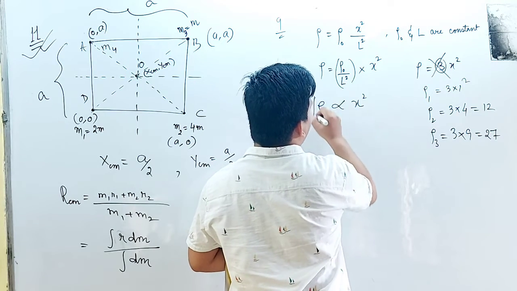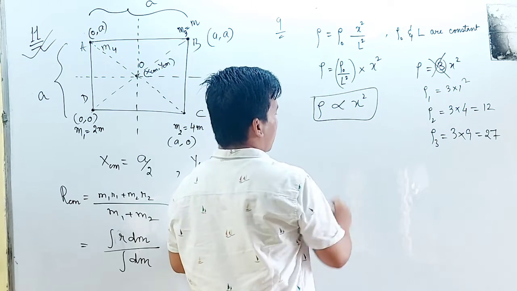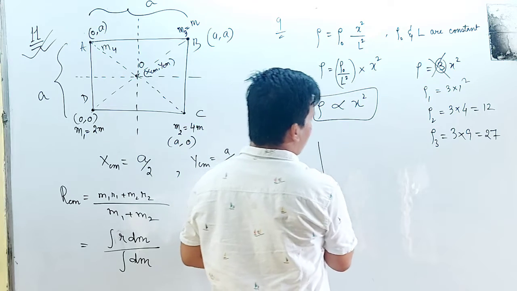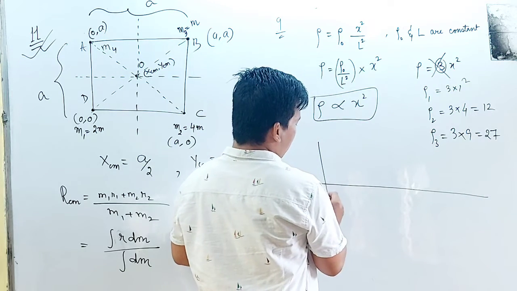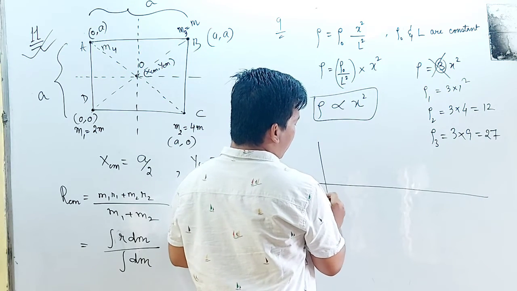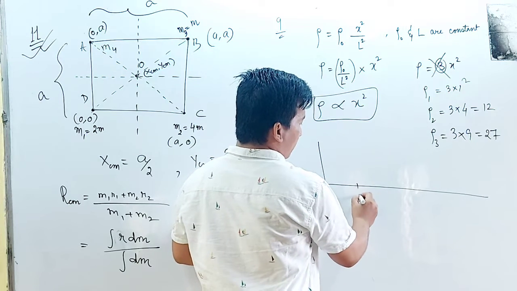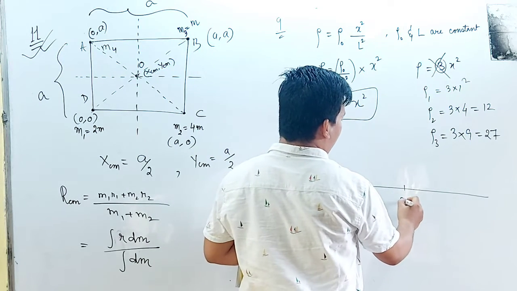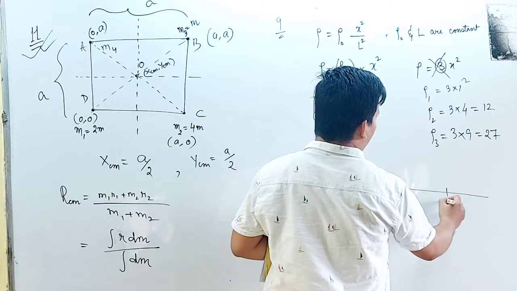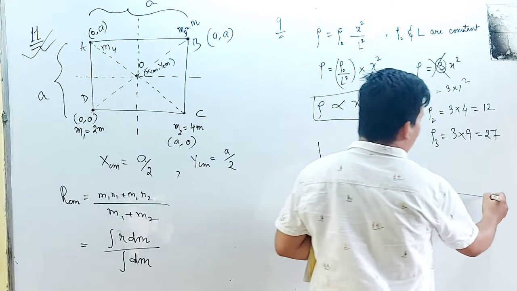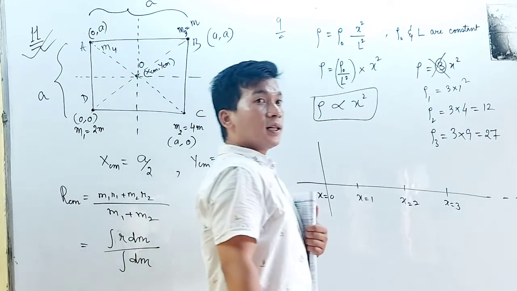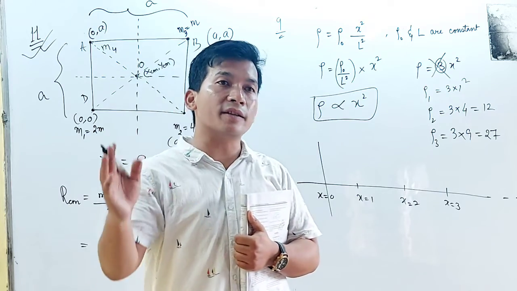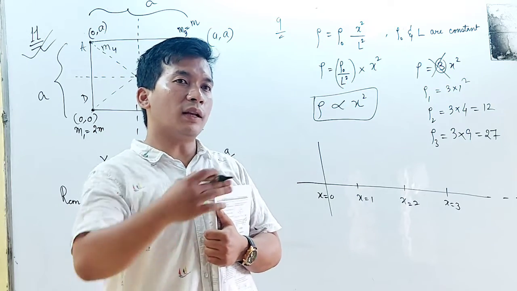If we consider this to be the coordinate system, x equal to 0 over here, this is x equal to 1, this is x equal to 2, this is your x equal to 3 and so on. The density increases in which direction? To the left or to the right?